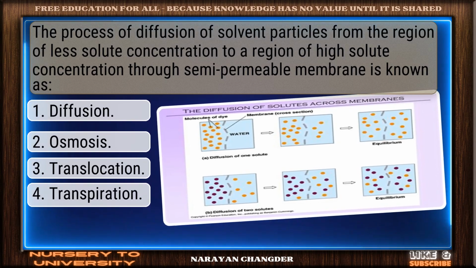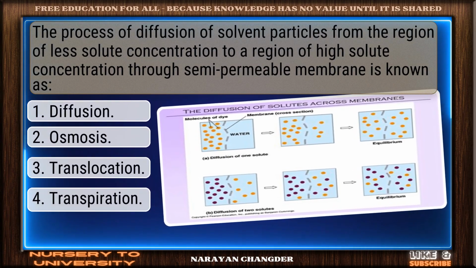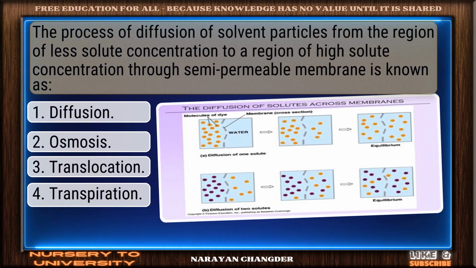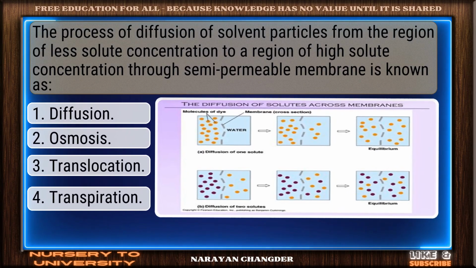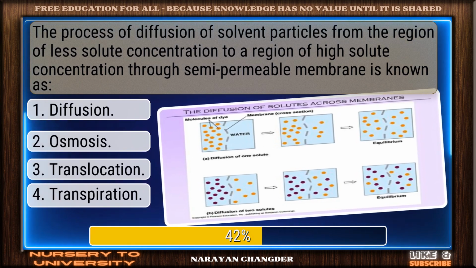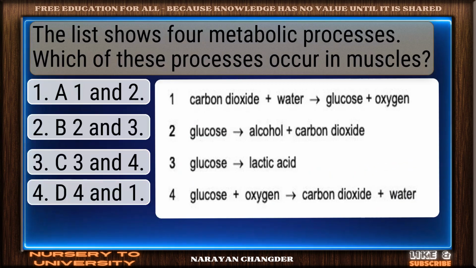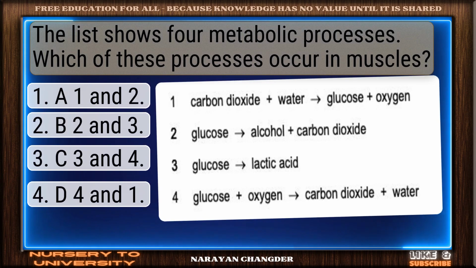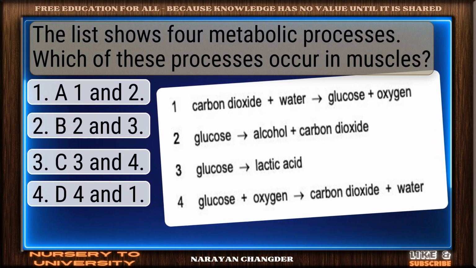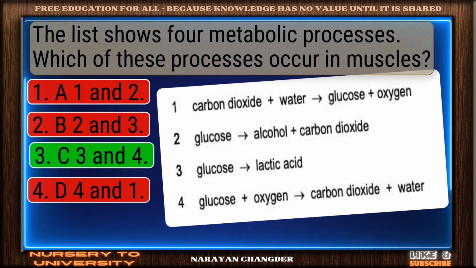The process of diffusion of solvent particles from the region of less solute concentration to a region of high solute concentration through semi-permeable membrane is known as. Clear logic. Osmosis is sound. The list shows 4 metabolic processes. Which of these processes occur in muscles? Valid point. 3 and 4 is true.